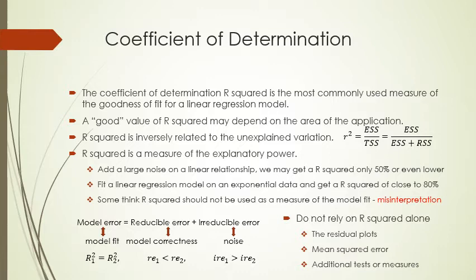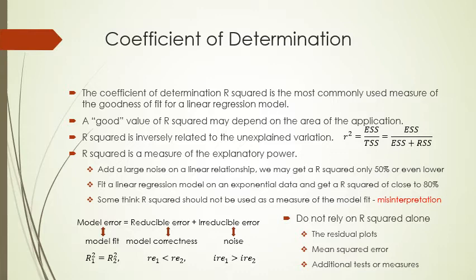This is a misinterpretation of the model fit. The model error is the sum of the reducible error and the irreducible error. The reducible error is related to the model correctness. The irreducible error is essentially the noise. When we specify a model that perfectly matches the underlying relationship, the reducible error is 0. But we may still have the noise.